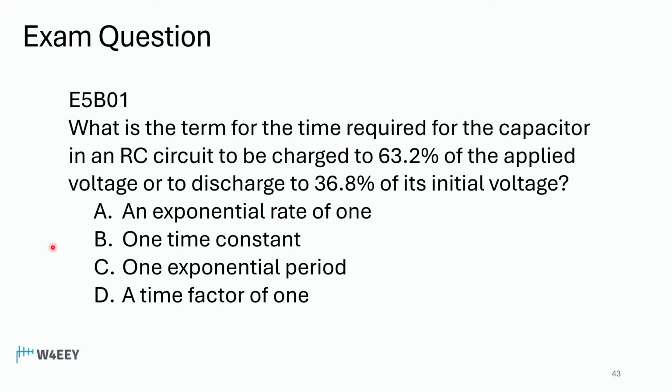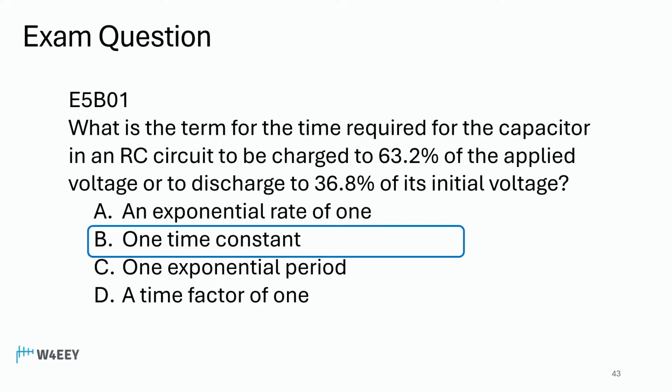And here we are again. Question: What is the term for the time required for the capacitor in an RC circuit to be charged to 63.2% of the applied voltage or to discharge to 36.8% of its initial voltage? E. Bravo, yep, that's one time constant. That's all you need to know to cover those 5 pages of math in our book.